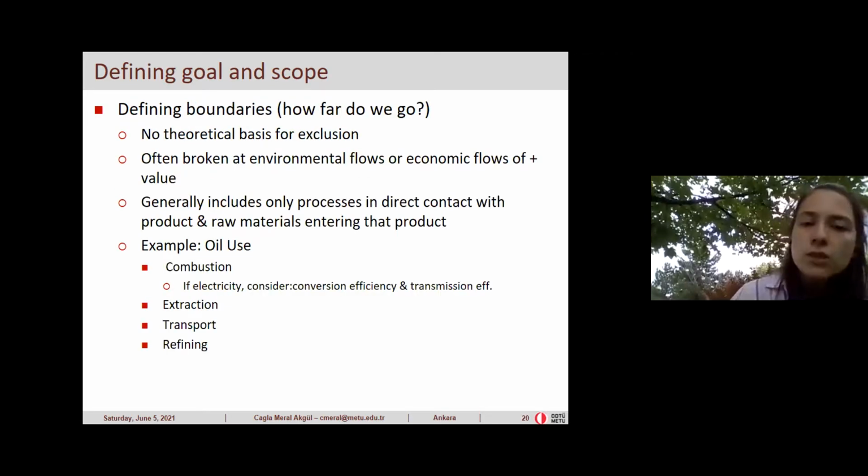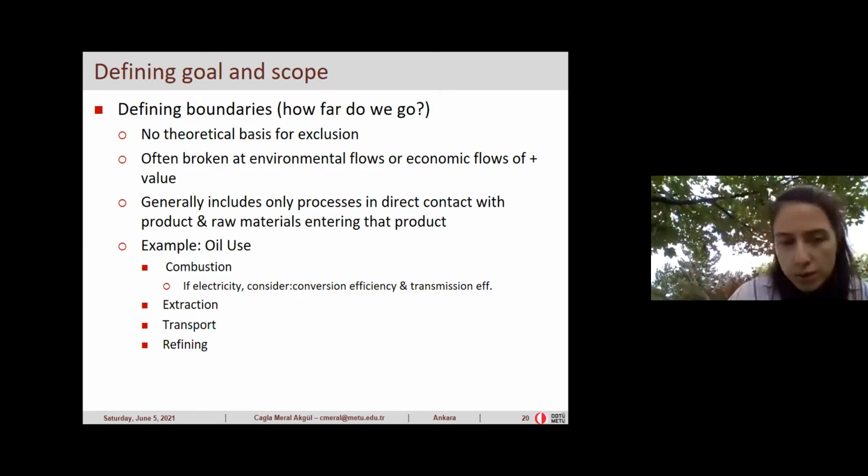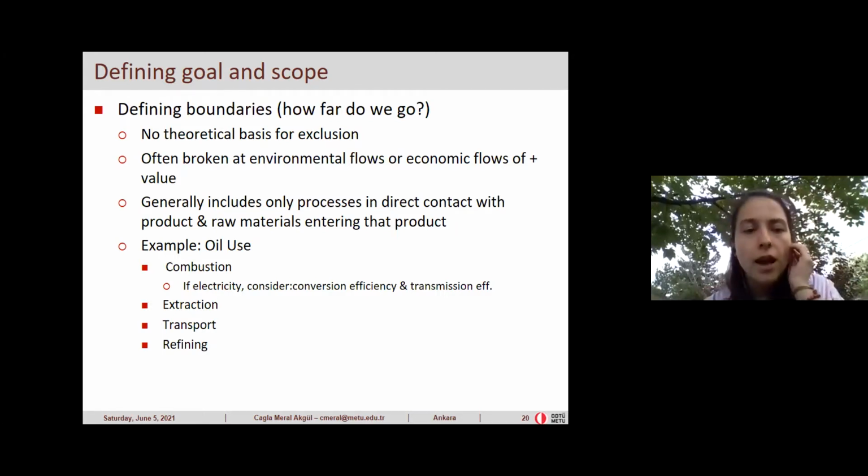Then you need to define your boundaries. How far do we go? Are we going to start from atoms? Of course not. But there's no theoretical basis for exclusion. So you can go boundaries as far as you can, but often broken at environmental flows or economical flows of value. Generally includes only processes in direct contact with the product and raw materials entering that product.